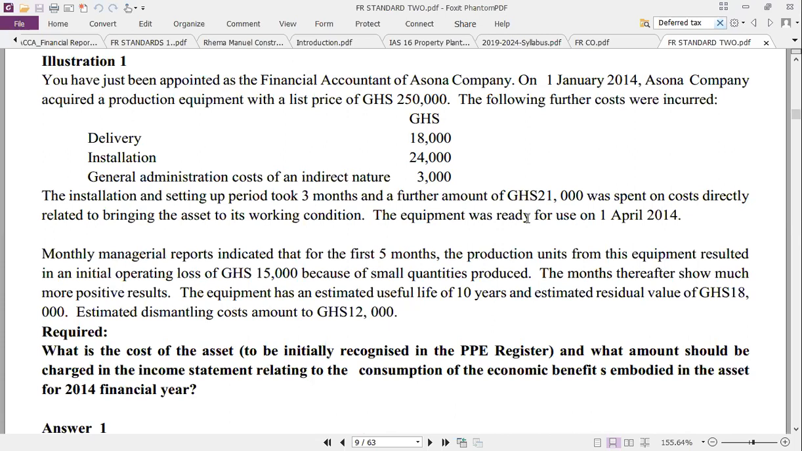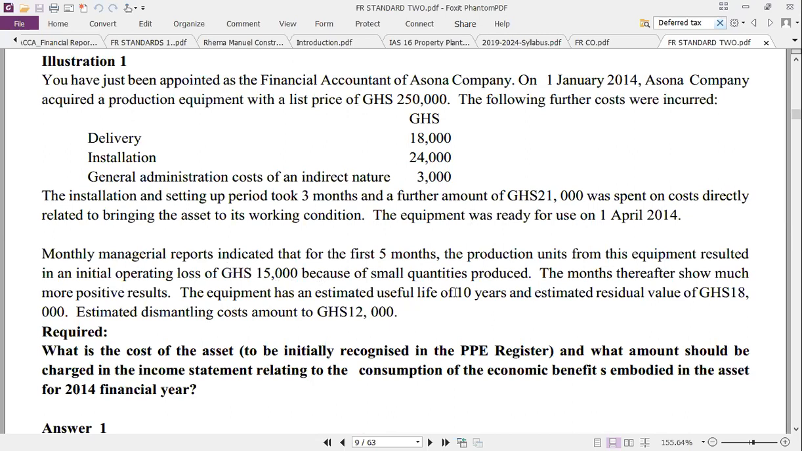The equipment was ready for use on 1st April. I'll explain this when we start with the subsequent measurement. It says that the depreciation must start when the asset is ready for use, not brought to use, when it's available or ready, when the asset is completed. And the next one says that monthly managerial reports indicated that for the first 5 months, production units from this equipment resulted in an initial operating loss of 15,000 because of small quantity produced. Will it be part, or should it be part?